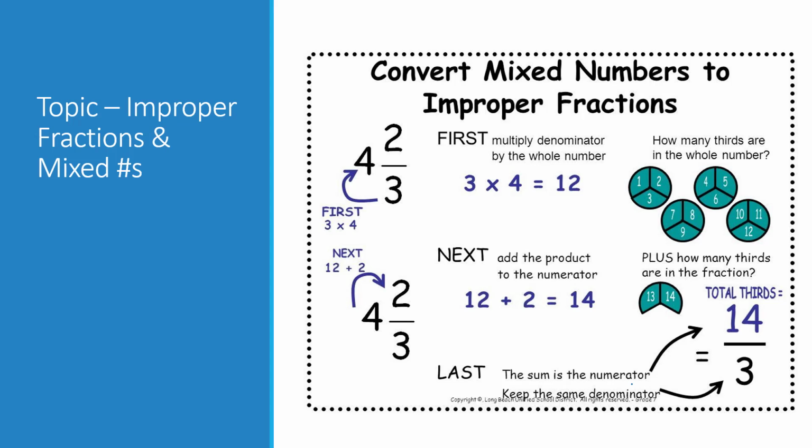Now, how do we go the other way? How do we change mixed numbers into improper fractions? So we basically do the reverse. We do our denominator times our whole number. So 3 times 4 gives me 12. Our next step is to take that number and add my numerator to it. So 4 times 3 gives me 12, plus 2 gives me a new numerator of 14. And then my denominator again stays the same as the original problem.